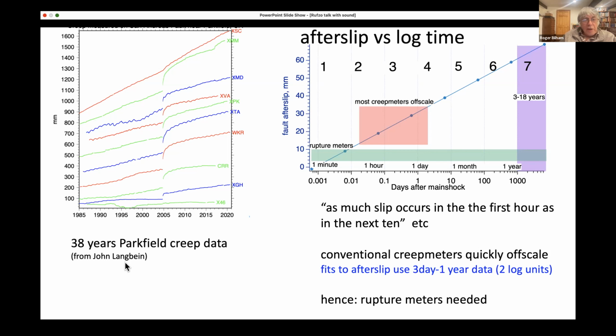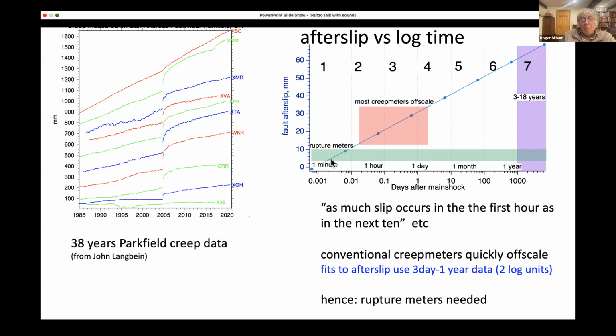Here's the Parkfield region. John Langbein's processed data from a dozen or so creep meters in the Parkfield region, and you can see that there's a background creep. Suddenly the earthquake occurs. There's a rapid slip, which is not shown well on these figures. Sometimes it's actually missing from the creep meter, as I'll explain. And then there's an afterslip process that takes 3 or 4 years until the fault resumes its background creep rate. Or does it? Have a look at this figure on the right.